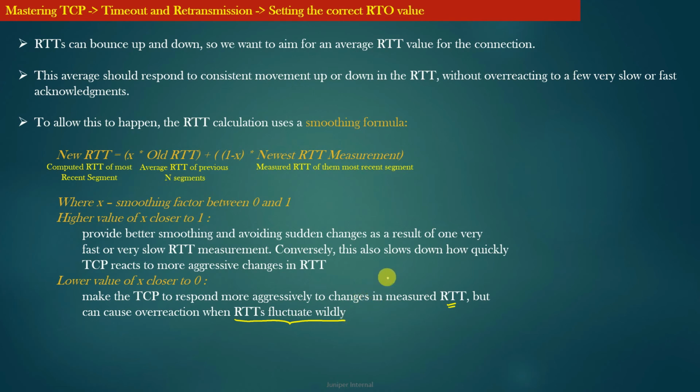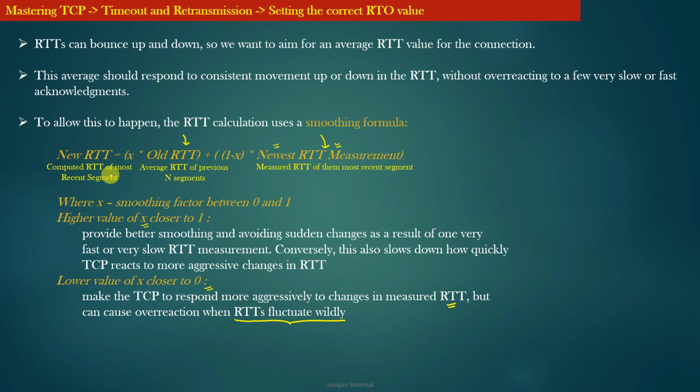So you can see if the value of X is chosen closer to 1, the weightage of the old RTT, that is the average RTT of previous n segments in the equation, is much more than the weightage of the measured RTT of the most recent segment. It simply means that if you choose the value of X close to 1, TCP does not overreact to aggressive change in the measured RTT of the most recent segments. Whereas completely opposite happens if the value of X is chosen closer to 0.